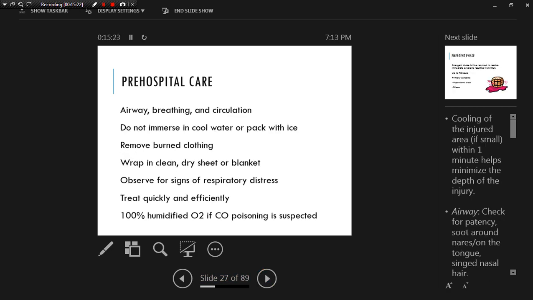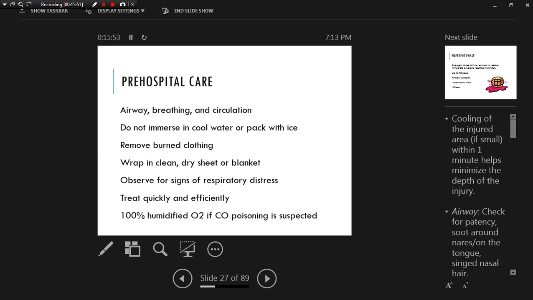Obviously, with anything else, we're going to focus on airway, breathing, and circulation. If we feel that respiratory is being compromised, it's important not to delay intubation, because sometimes when the laryngeal edema becomes so severe, they may have lost the opportunity to intubate these patients successfully. And in some cases, they may have to trach them or crich them because the swelling has gotten so severe.